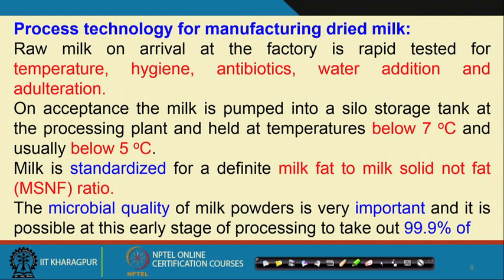So in that case, raw milk on arrival at the factory is tested rapidly for, number one, what is the temperature? These are primary factors, because if the temperature goes up during transport, then there may be a chance of the milk getting spoiled, or some organisms may develop. So that is why temperature measurement is one of the criteria.